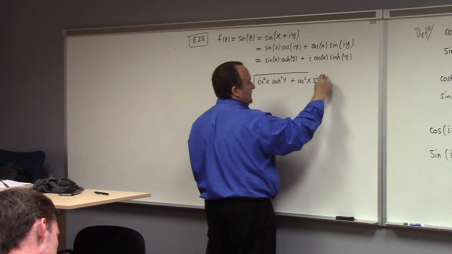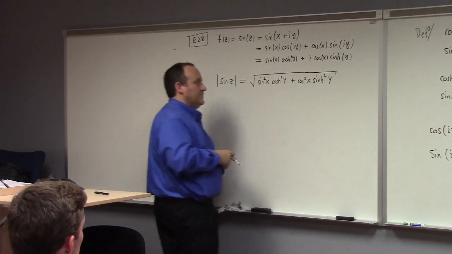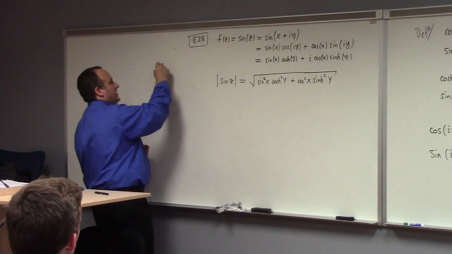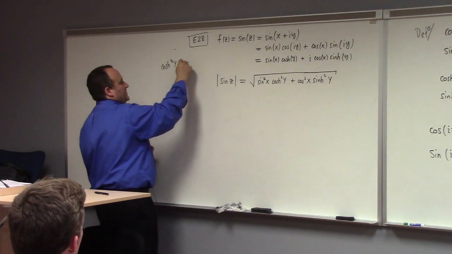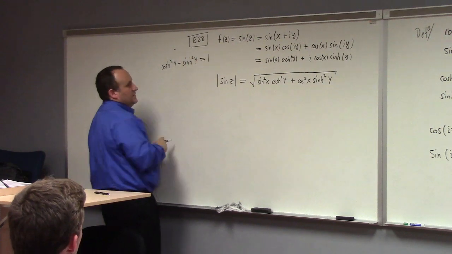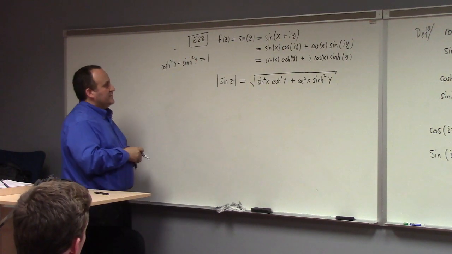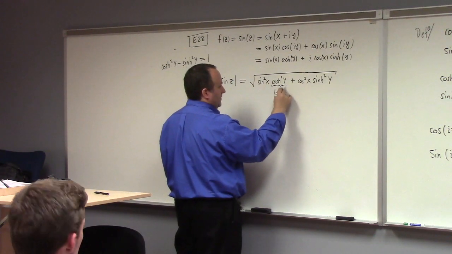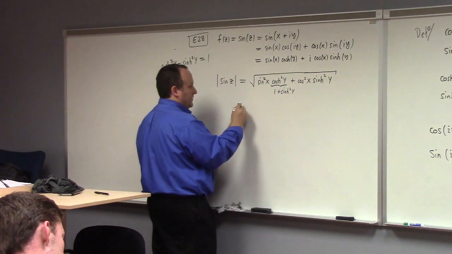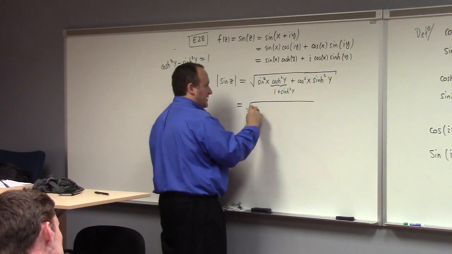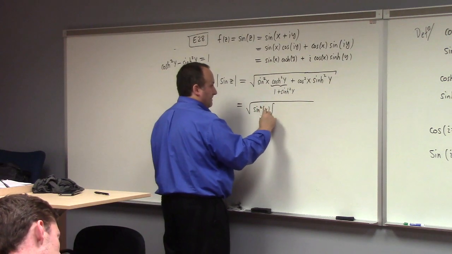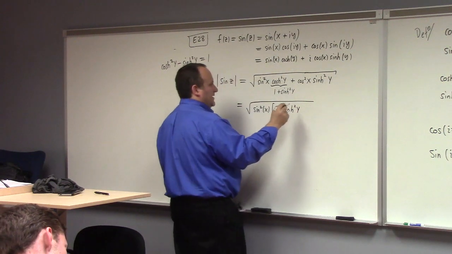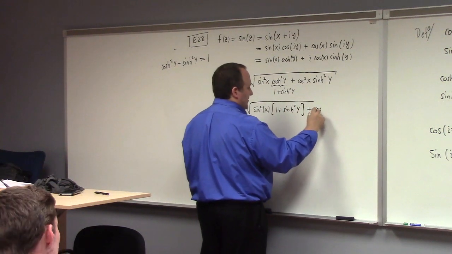How do you simplify this? Any ideas? Remember how cosh and sinh work? We've got cosh squared y minus sinh squared y equals 1. So I can trade my cosh squared for 1 plus sinh squared. And then what do I got? I got the square root of sine squared x times 1 plus sinh squared y. There might be an easier way through all this. I feel like I'm not going about this optimally.